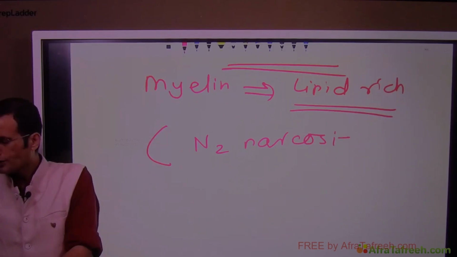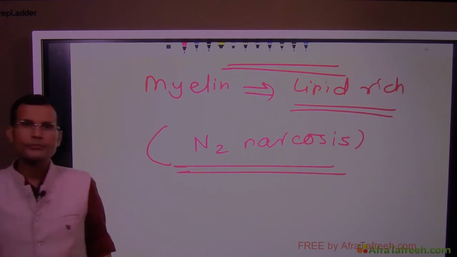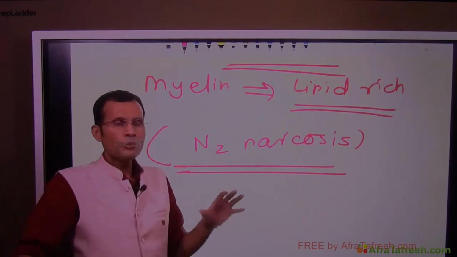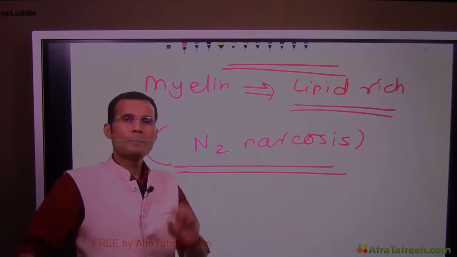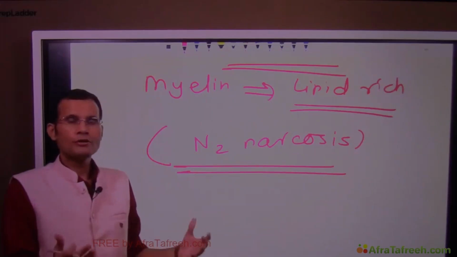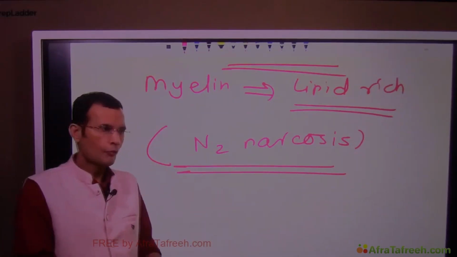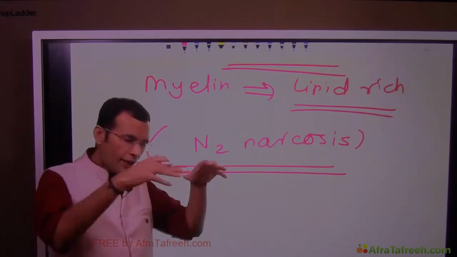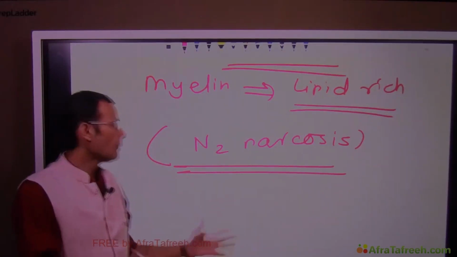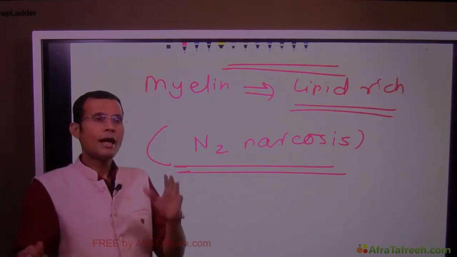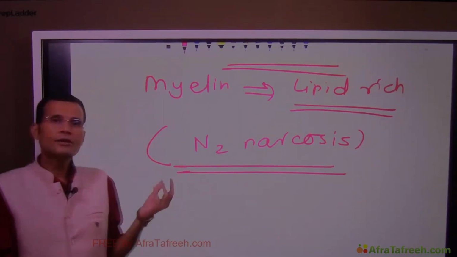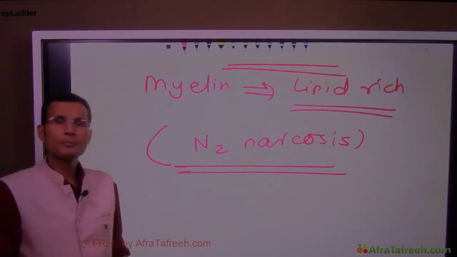Remember nitrogen narcosis. What is it? When you are working at high barometric pressures, the high pressure around the body will cause gases to be dissolved. For instance, a diver who has dived deep into the ocean, because of the high barometric pressure, the gases will dissolve, and the main gas that has been inhaled is nitrogen. So nitrogen gets dissolved in the body tissues and body fluids.